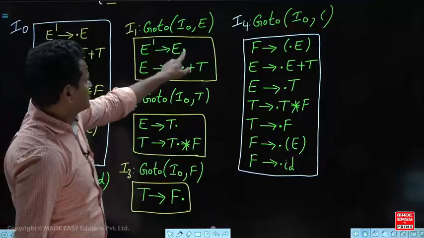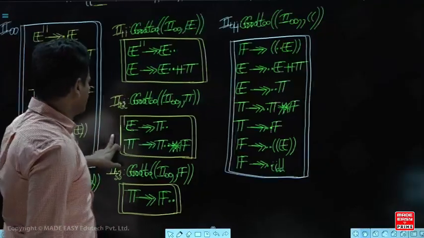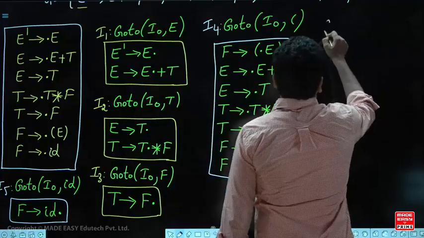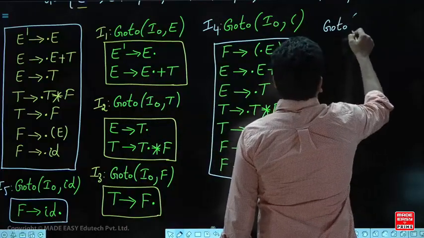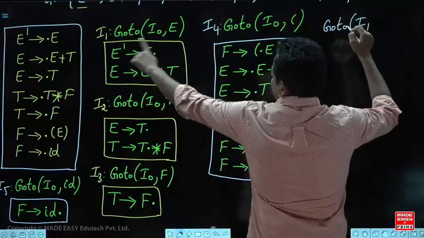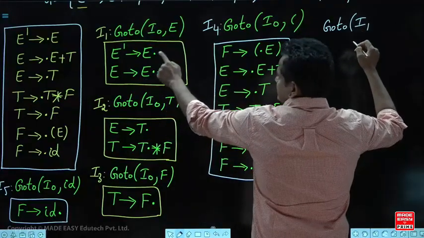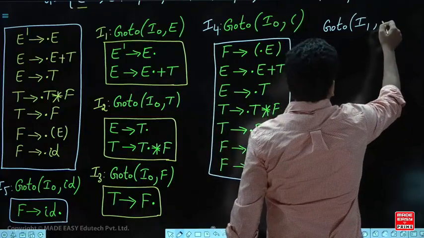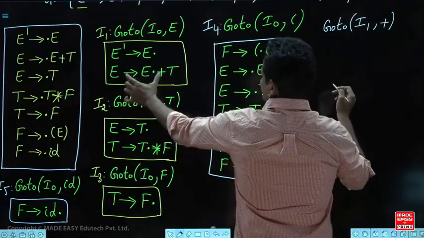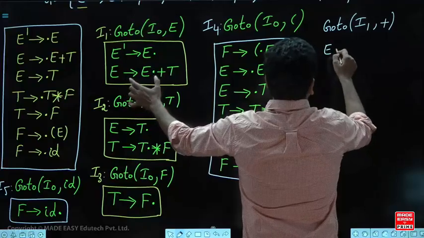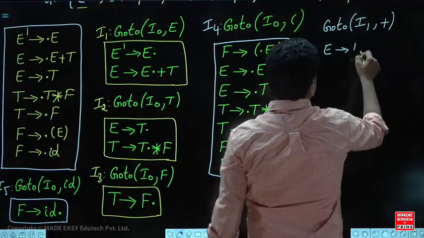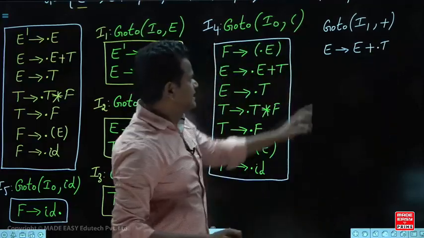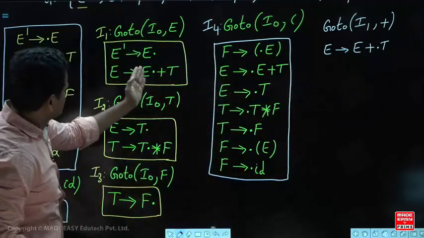Come to I1. First production is completed. And second production. Are you following? What is the second production? This one. So write it. Go to of, what is the name of the state? I1. And first one is completed. Dot after nothing, leave it. Second one, dot after what is the shift symbol? Plus. So I1 comma plus. So what is the meaning of this one? Go to, just move the dot. So E → E + .T. Just this dot will be moved.